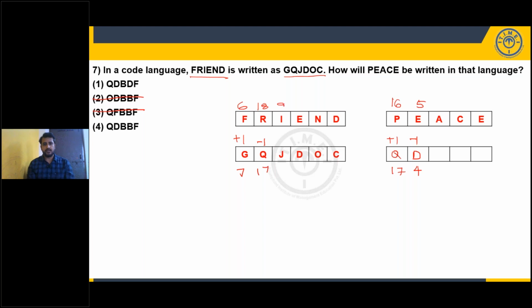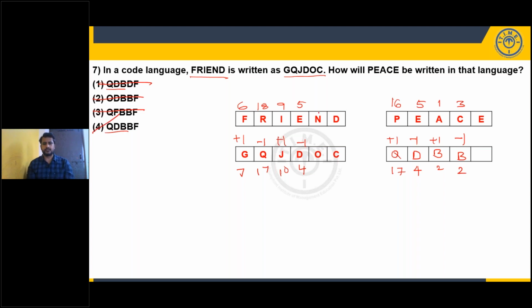Next. I is 9. J is 10. So plus 1. A is 1. Plus 1 will be 2, which is B. QDB. I cannot rule out. Now let's move to the next. E is 5, D is 4, minus 1. So C is 3, minus 1, plus 1, minus 1, plus 1, minus 1, alternately. So 2, which is B. So QDBB. It is not the first option. It is fourth option. No need to check the fifth letter.